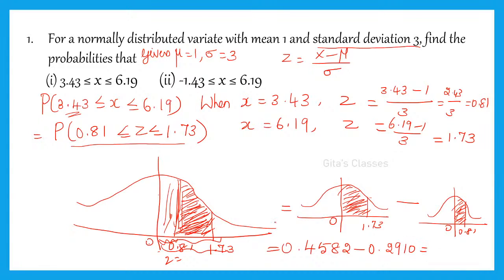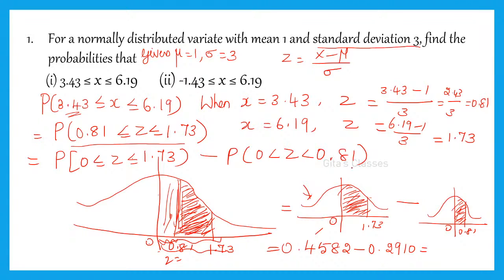This is nothing but the probability between 0 to 1.73 minus probability between 0 and 0.81. If you want, for more clarity, you can write like this: 0 less than or equal to z less than or equal to 1.73. This is this area, the first one, minus probability of 0 less than z less than 0.81. These are the values I have written: 0.4582 minus 0.2910.